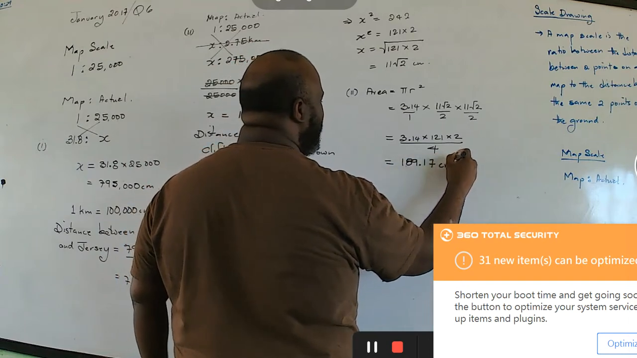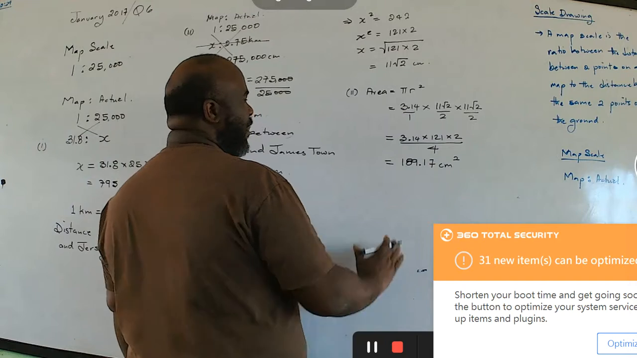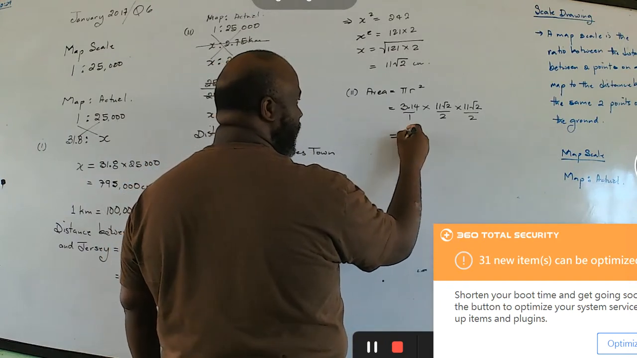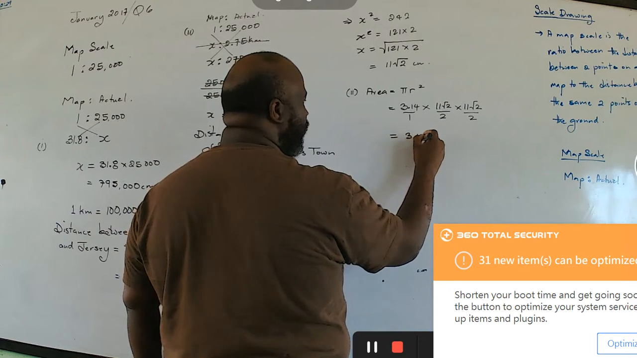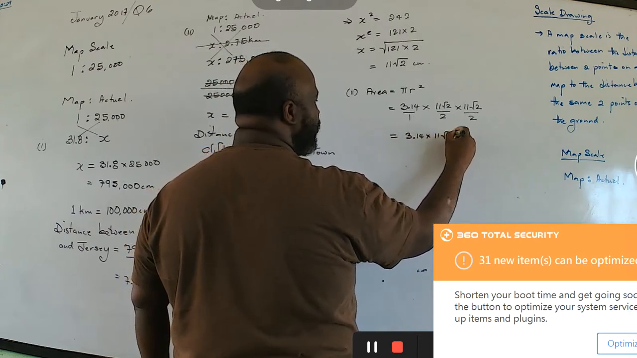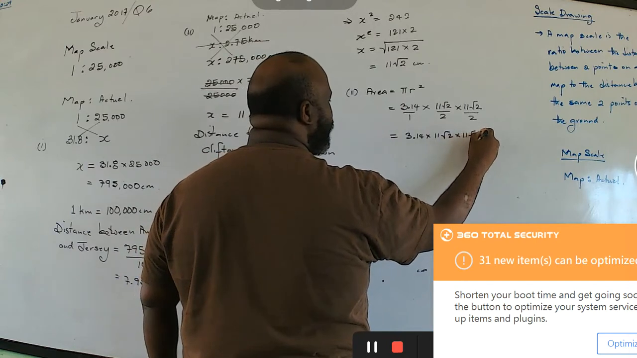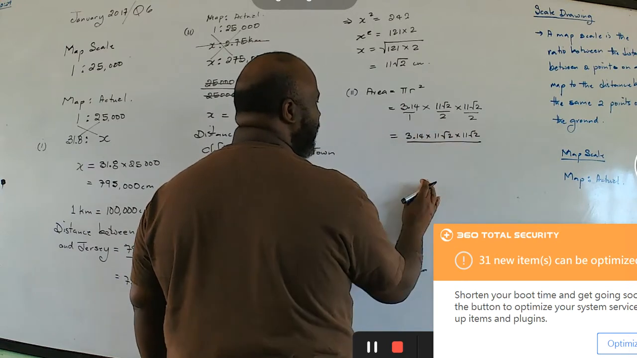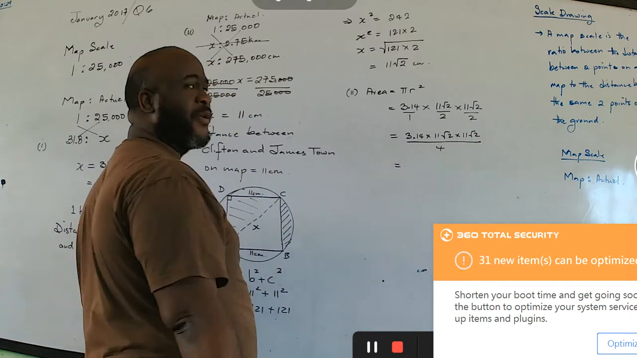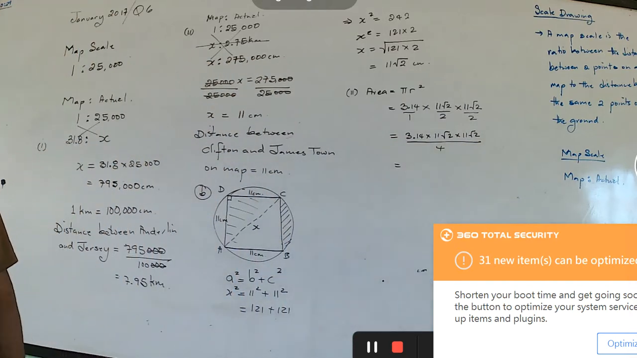189.17 centimeters squared. Listen, you didn't have to be like that, you know. Be like this: 3.14 times 11 root 2 times 11 root 2 over 2 twos is what? 4. Can you put that in your calculator and press equal? Your calculator is supposed to be intelligent enough to do that. If your calculator is not intelligent enough to do that, you need a new calculator.